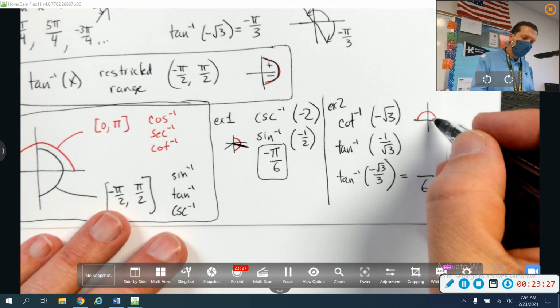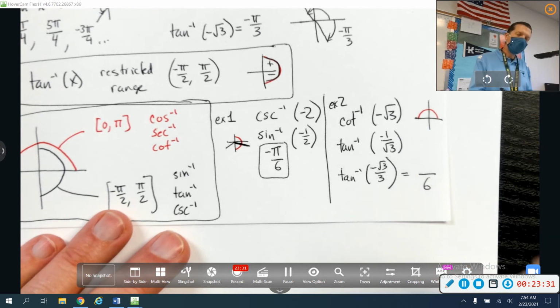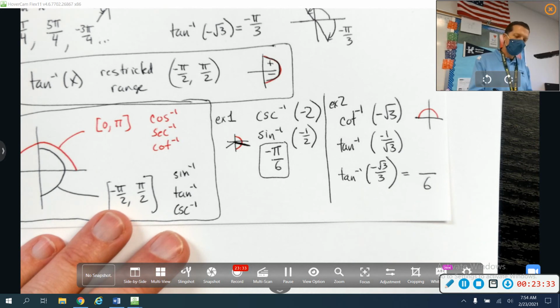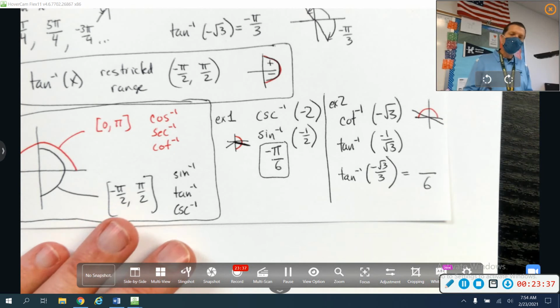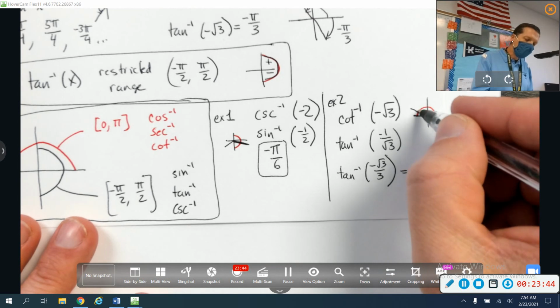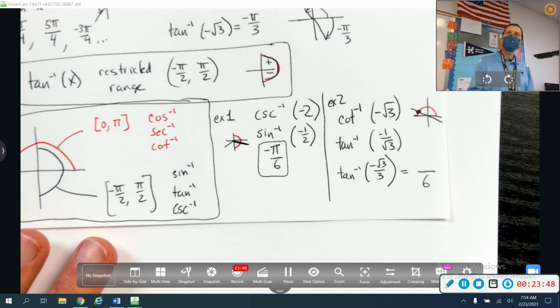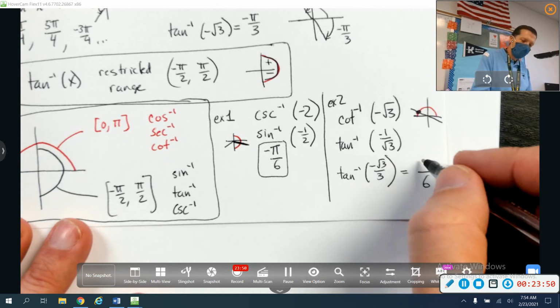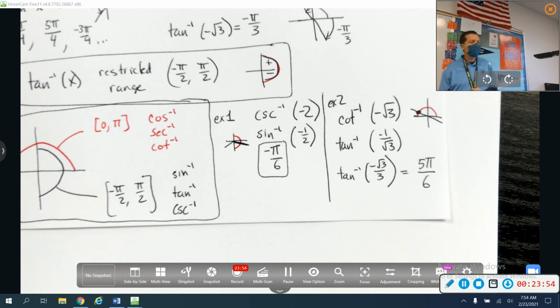Is it going to be in the first quadrant or the second quadrant? Why the second quadrant? Because it's negative. Good. So it's either in quadrant 2 or 4, but we're not allowed to look in quadrant 4. We're only allowed to look in 1 and 2. So over 6 in the second quadrant. What angle is that? 5 pi over 6. Good, because you're almost to pi, so you're at 5 over 6.